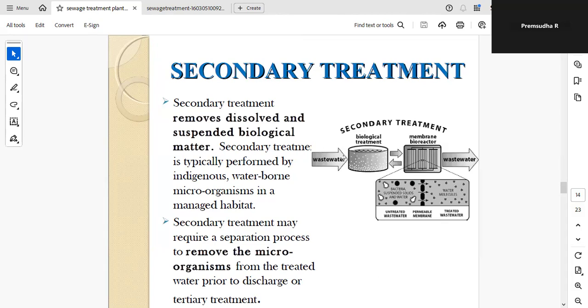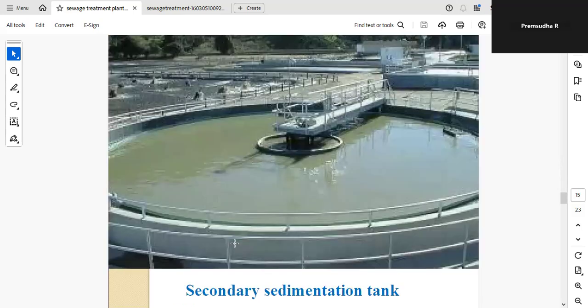So here you can see the wastewater and biological treatment. In the membrane reactor, the wastewater comes in. In the membrane treatment, you can see the untreated wastewater entering the membrane chamber. There is a permeable membrane. It allows the water to flow through and prevents the flow of the substances. So the treated wastewater comes out on the back side. It removes microorganisms also. And this is the typical wastewater treatment unit, the secondary treatment unit.